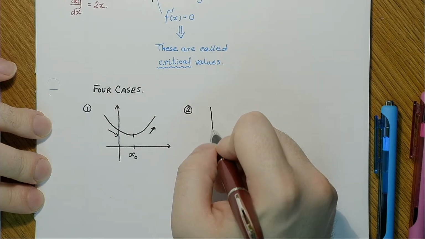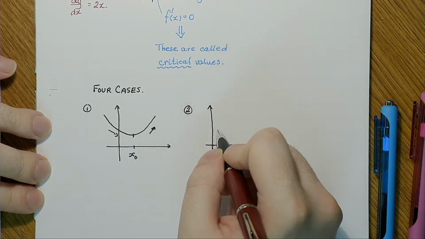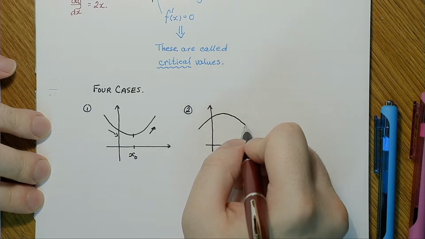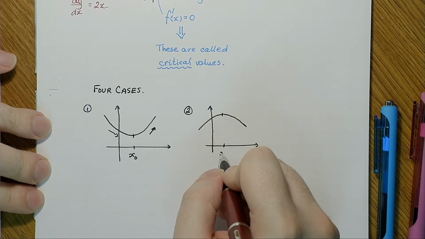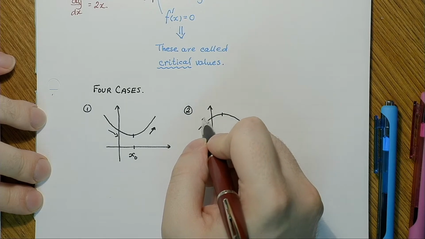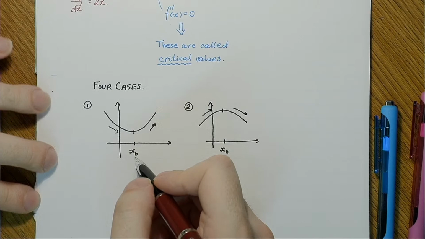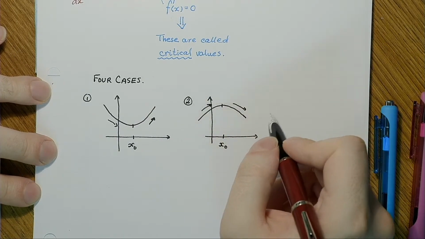We can actually have another one right here. Say case 2 here. Have something like that. So there's kind of like your critical point right here. So it's switching from increasing to decreasing.